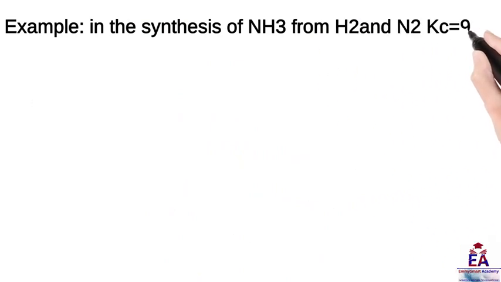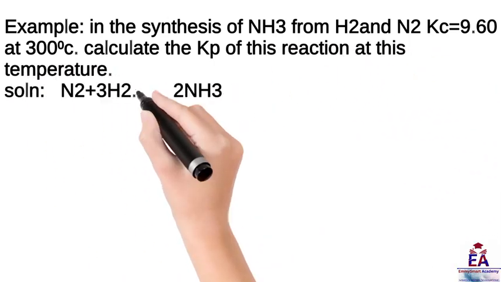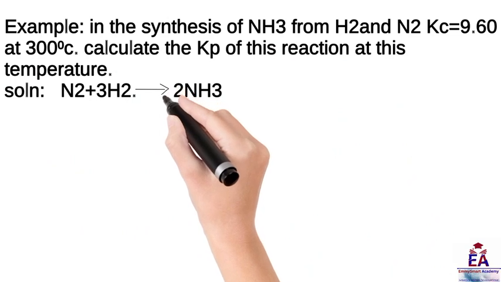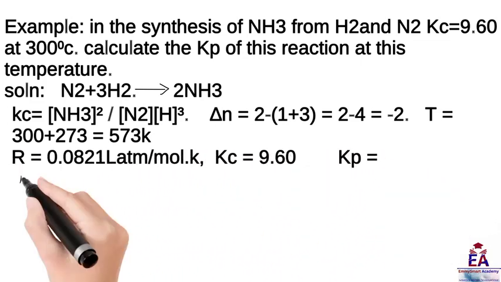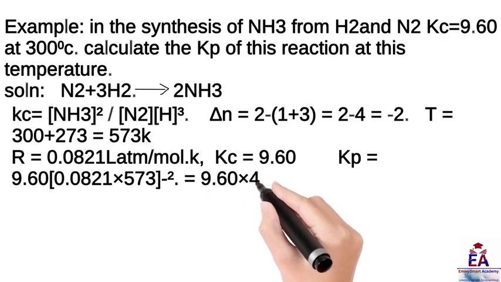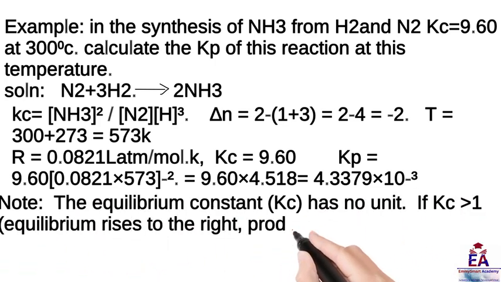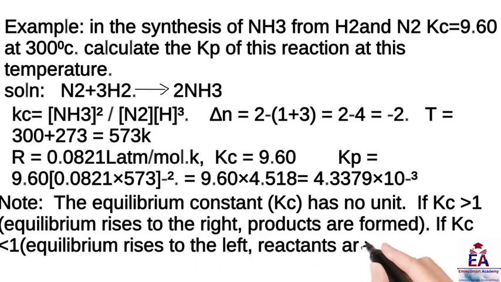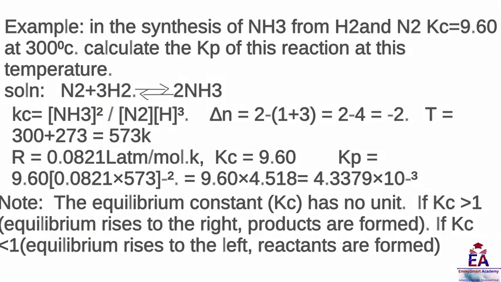Okay, so let's look at this example. In the synthesis of ammonia from H2 and N2, the concentration constant Kc is 9.60 at 300 degrees Celsius. You have to calculate the Kp of this reaction at this temperature. So what are we going to do? We have N2 plus 3H2 giving us 2 moles of ammonia. That means 1 mole of nitrogen plus 3 moles of hydrogen gives us 2 moles of ammonia. So Kc will be equal to NH3 raised to power 2 all over N2 concentration times H2 raised to power 3.